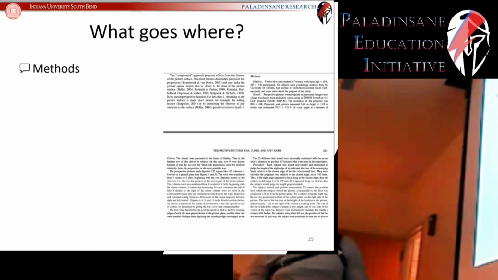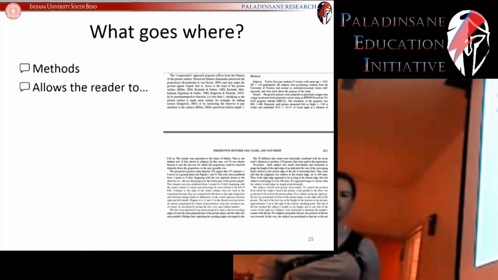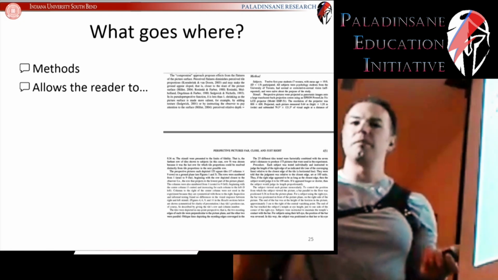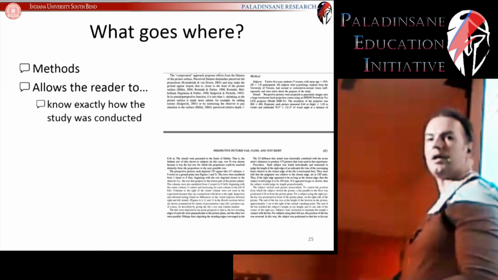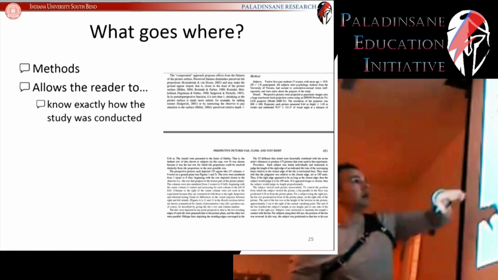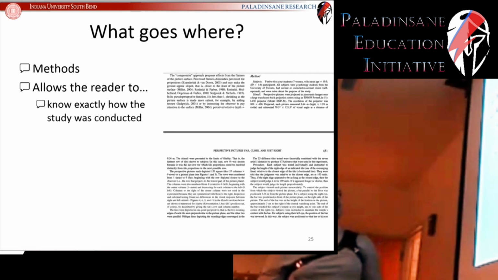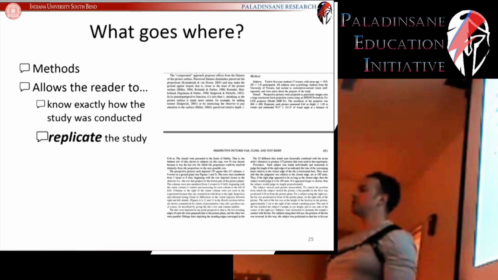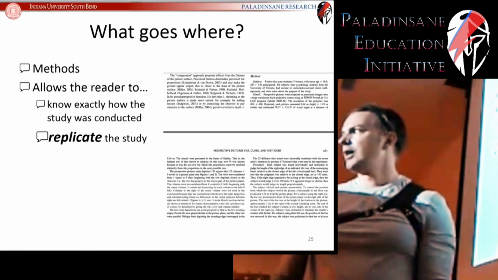So the method section, that's the second major part of the research paper. This is where you detail the methods of your research, you detail the methods of your experiment, and this is where you give the reader enough information so they know exactly how the study was conducted, and also enough information where if they wanted to, they could replicate the study.